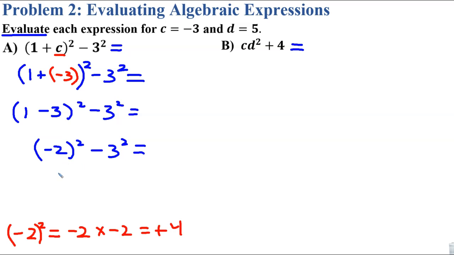So the -2 squared is just a 4, so we have 4 minus 3 squared, which is 3 times 3 is 9. All right, 4 minus 9 is going to give me a -5. So when c is -3, this expression will be equal to a -5.